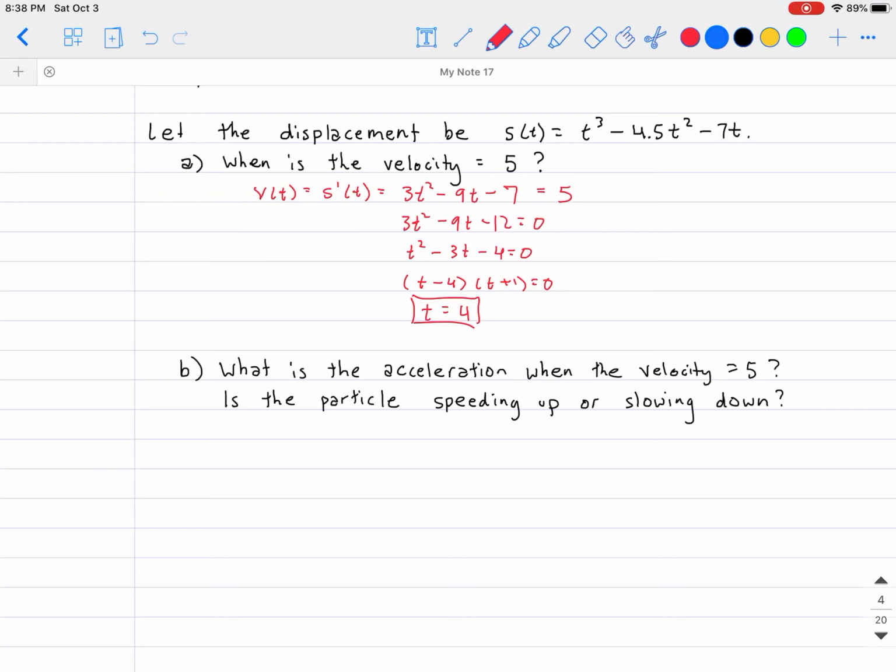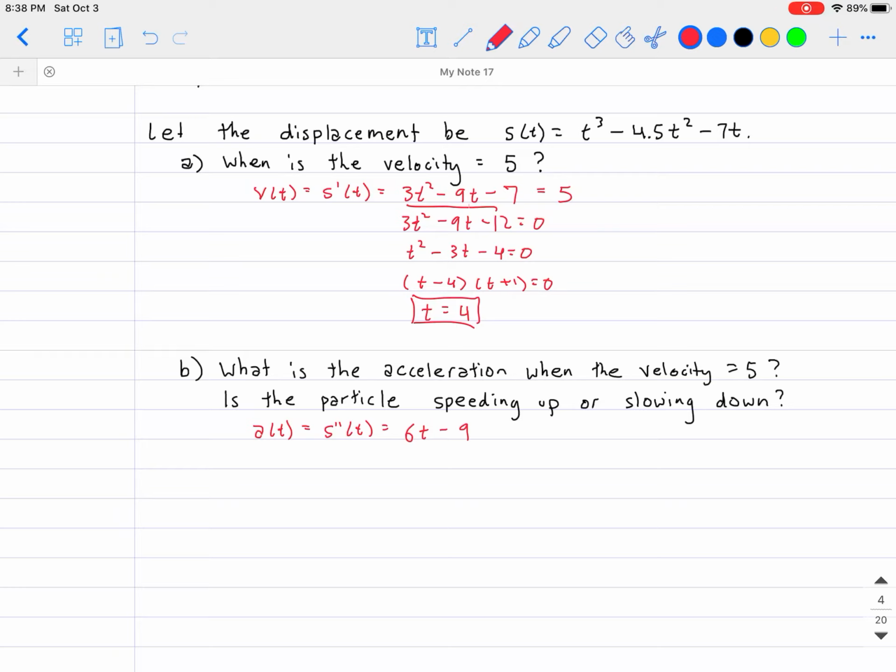Now, let's go further and ask, what is the acceleration when the velocity is equal to 5? Is the particle speeding up or slowing down? So that means I need to look for the acceleration equation. The acceleration, which is the second derivative, we can find by taking our equation from part A and solving for its derivative. So that's going to be equal to 6t minus 9.